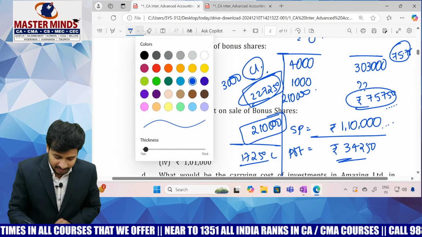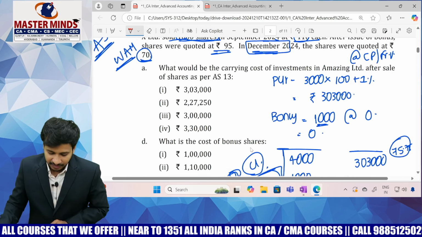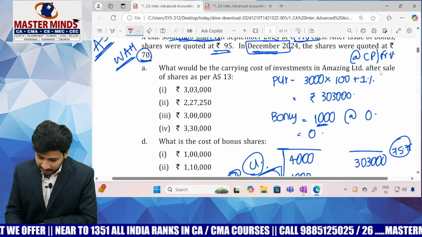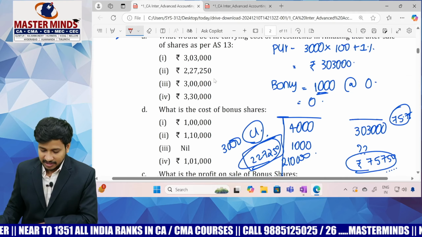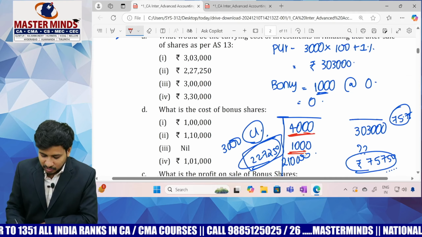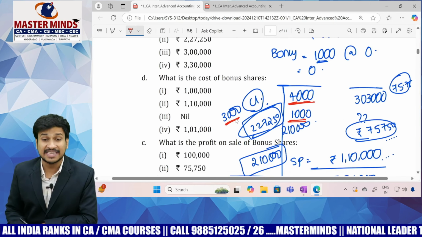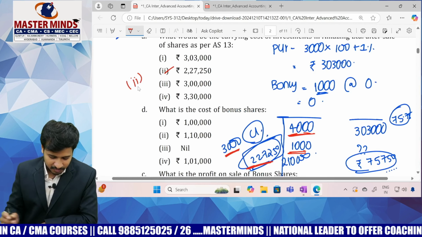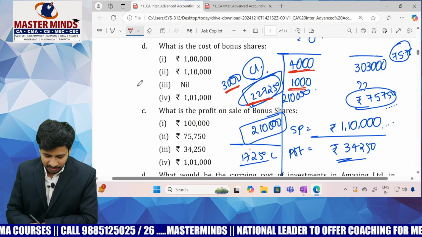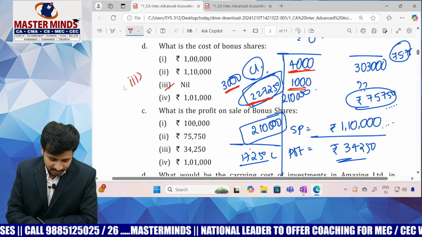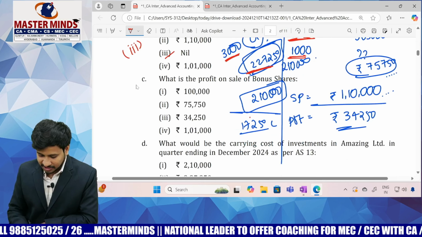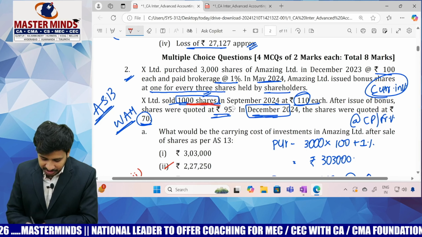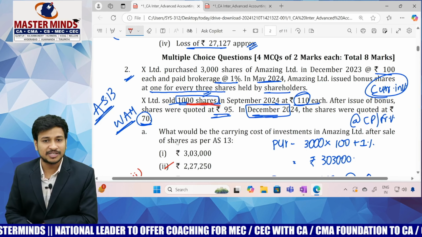So let me continue. What requirements is he asking? First one, what would be the carrying amount of investments in Amazing Limited after sale of shares? After the sale of shares, totally you had 4000 shares, but you have sold 1000 shares, so you are left with only 3000 shares at cost price, which is 2,27,250. Option number 2: what is the cost of the bonus issue? Option number 3: what is the profit on sale of bonus shares? Sir, if you observe here, he sold 1000 shares. He did not tell whether they are bonus shares or not.